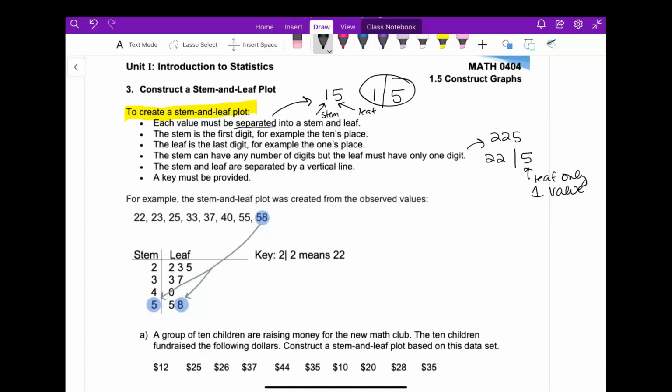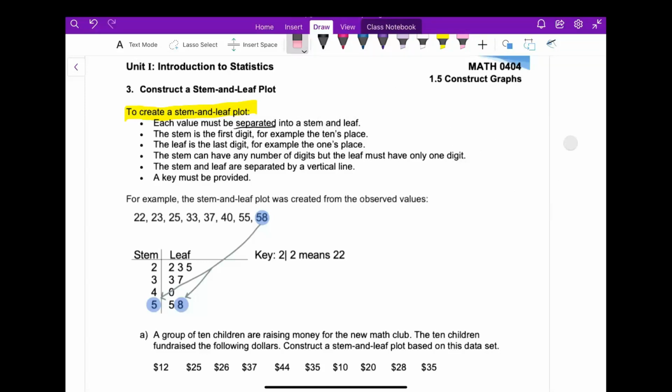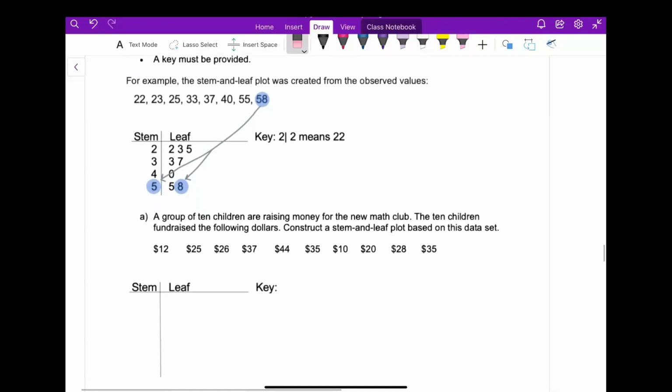The stem and leaf are separated by a vertical line and a key must be provided. You must always tell your reader what you expect them to get out of your graph, right? So if I don't give them a key, then they don't know what my stem and leaf stands for. Let's take a look at an example where we created one.